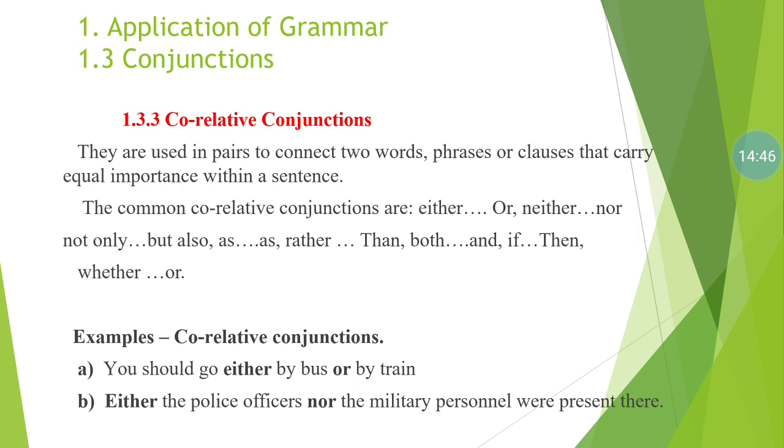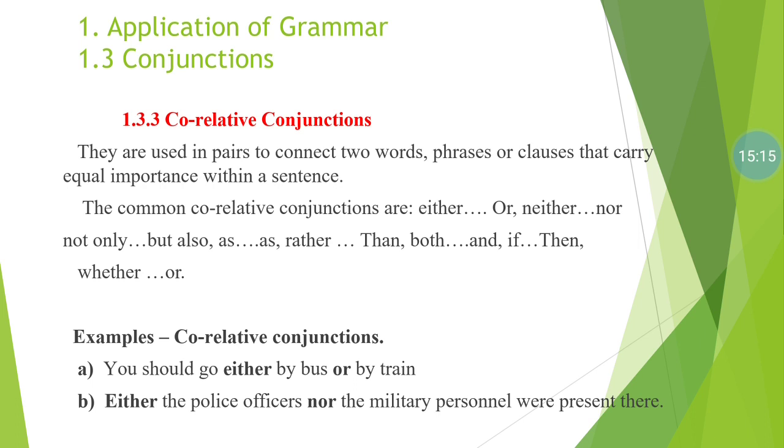For example, number 1, you should go either by bus or by train. In this sentence, you should go by bus or by train. For joining these two equal-rank, equal-value sentences, we use either or: either by bus, or by train.